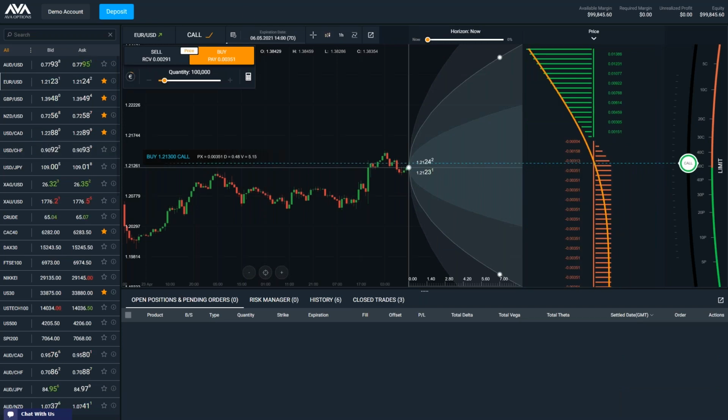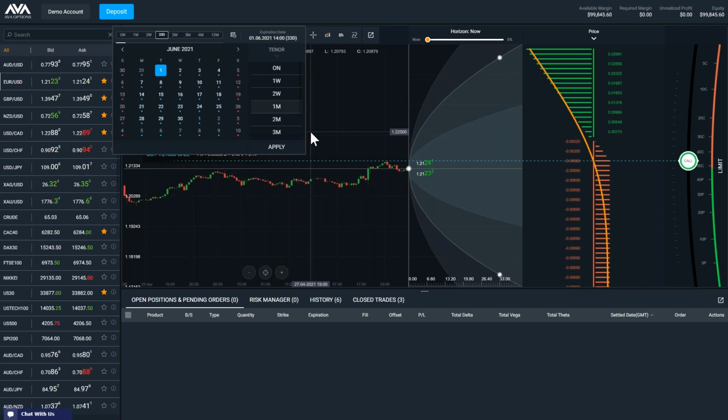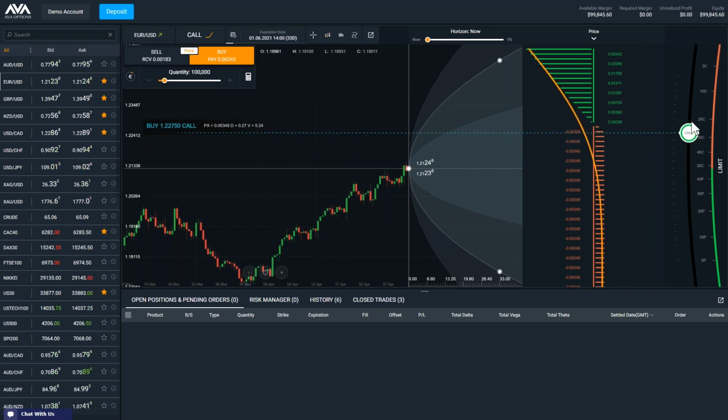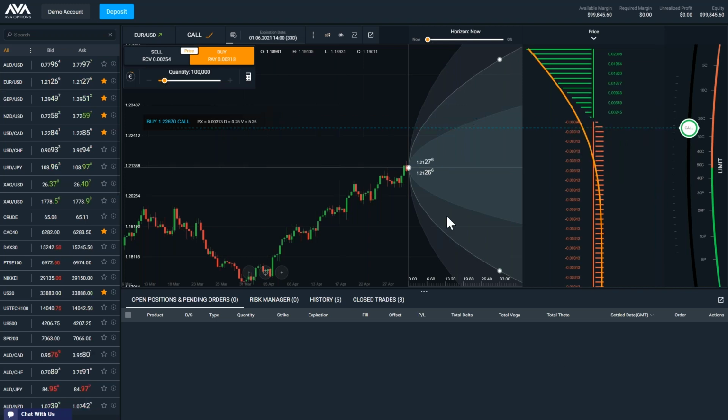Suppose we buy a 1 month call on euro dollar. I'm going to set my strike though much higher. I'll put my strike at 20 delta. And by the way, I can double click here. I can specify this strike by choosing delta, and I can say, suppose I want to do a 25 delta option. Click apply. It'll choose the strike that equals a 25 delta option.